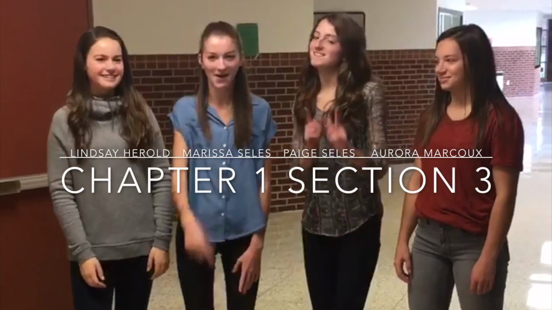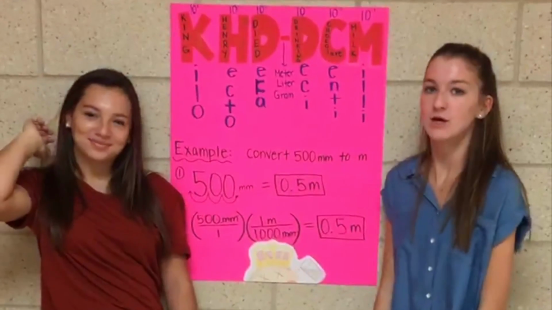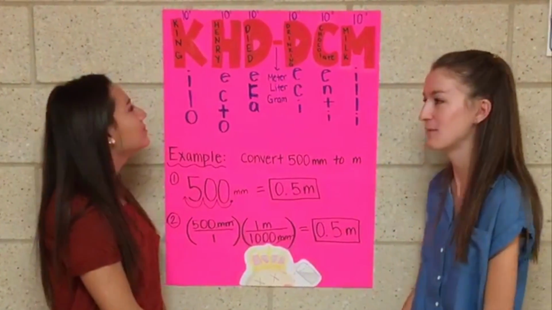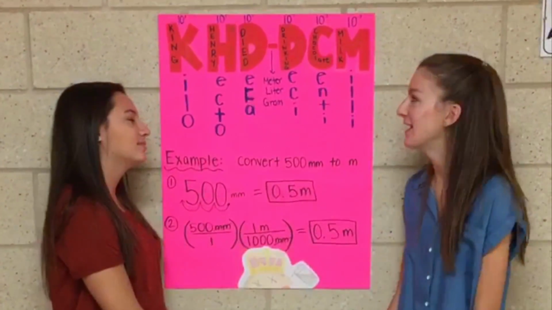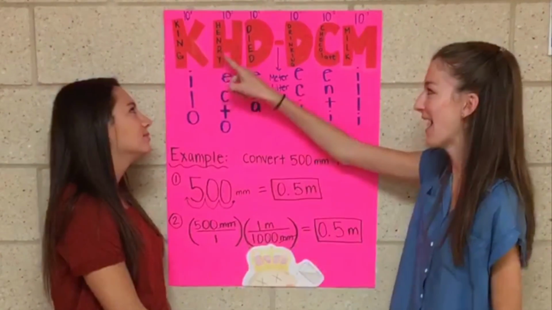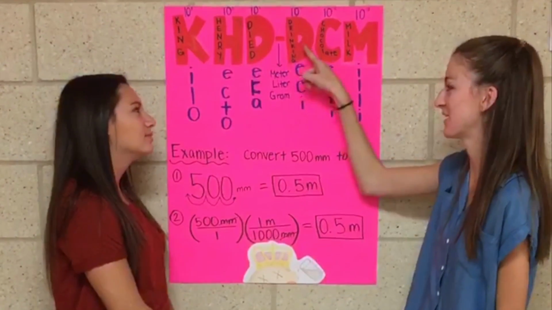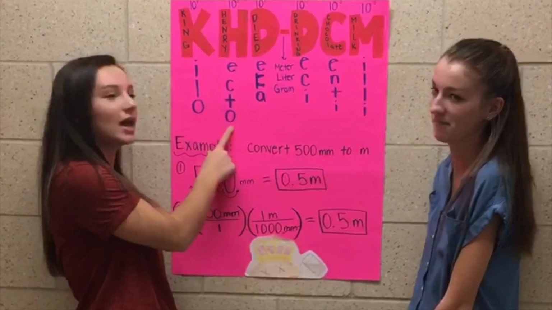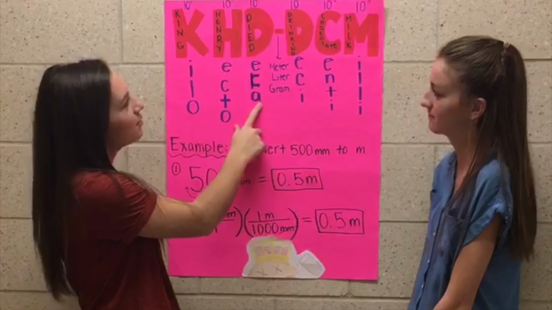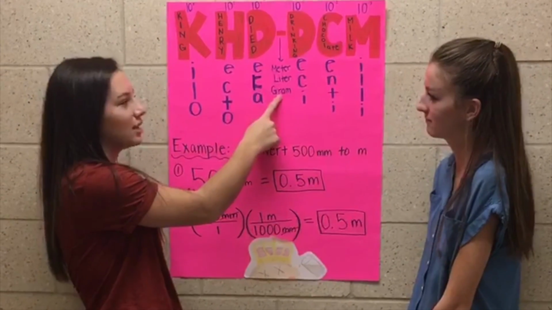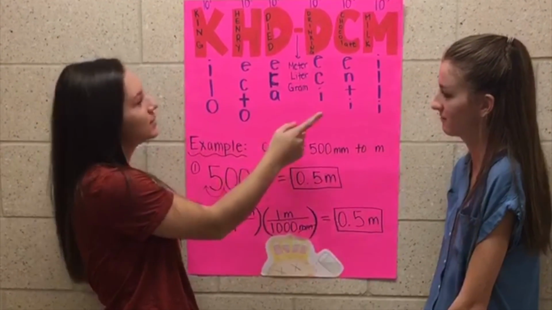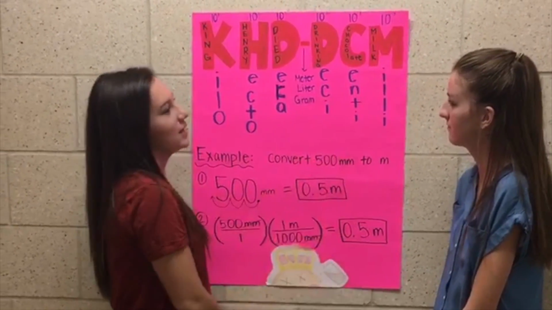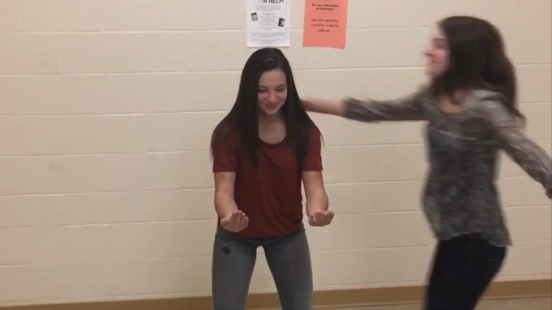Chapter 1, Section 3. A big part of Section 3 is conversions, and an easy way to remember what to convert to what is an acronym: King Henry died drinking chocolate milk. This stands for kilo, which is 10 to the third, hecto, which is 10 squared, deca, which is 10 to the first. These are your SI units, which is meters, liters, and grams. 10 to the negative 1 is deci, 10 to the negative 2 is centi, and 10 to the negative 3 is milli.